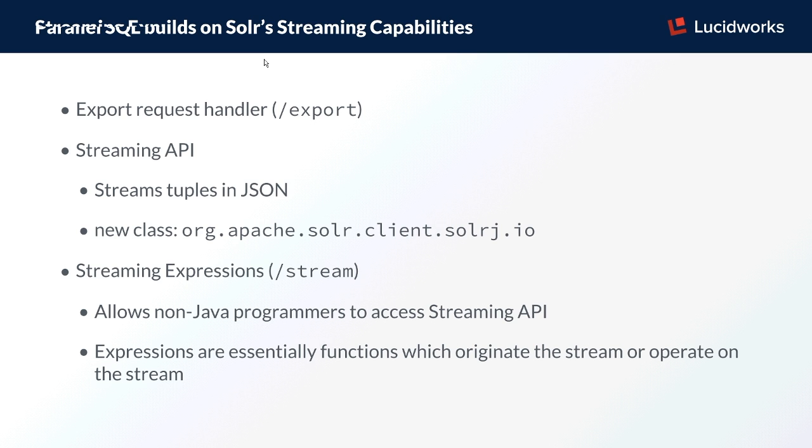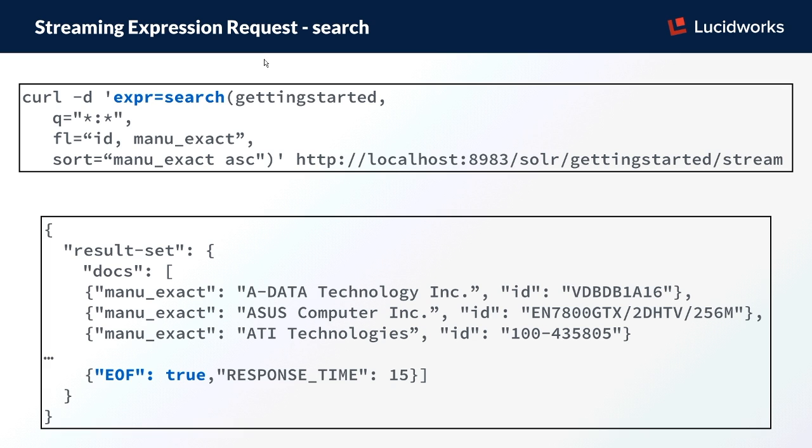So let's take a look at a sample streaming expression. This is a very simple one. This is just to do with search. So we see what looks like a pretty standard Solr request. We start out with expression equals search. So we've defined that we're doing an expression, and we're using the search function. And then between the parentheses are all the parameters of that search, which include the collection, my query string, the fields I want back, and how I want the results sorted.